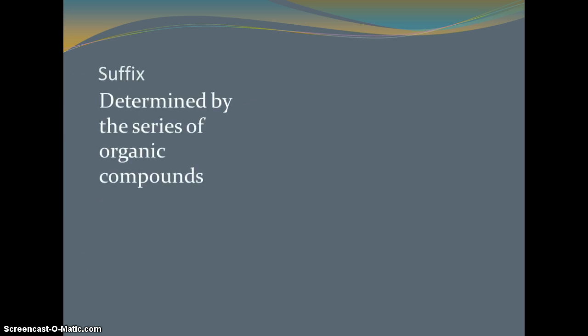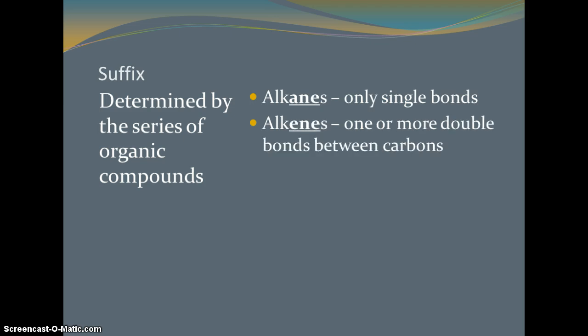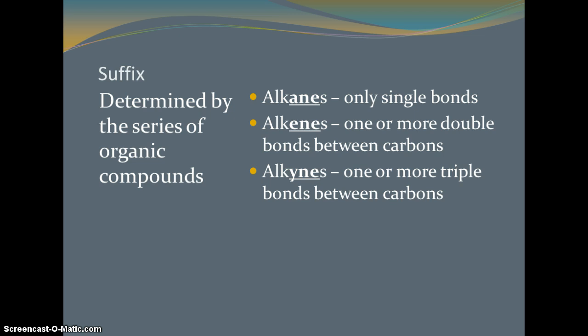The suffix is going to be determined by the series of the organic compounds. So alkanes are going to only have single bonds. Alkenes will have 1 or more double bonds between the carbons. And alkynes are going to have 1 or more triple bonds between the carbons.